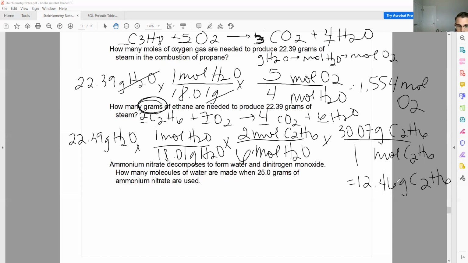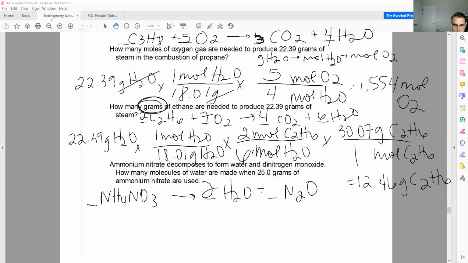Ammonium nitrate decomposes to form water and dinitrogen monoxide. Okay. Dinitrogen, sorry. Well, we'll just do it in order. To form water and dinitrogen monoxide. Okay, balance it, 2 there, you're good to go. So how many molecules of water are made up of 25 grams of ammonium nitrate?